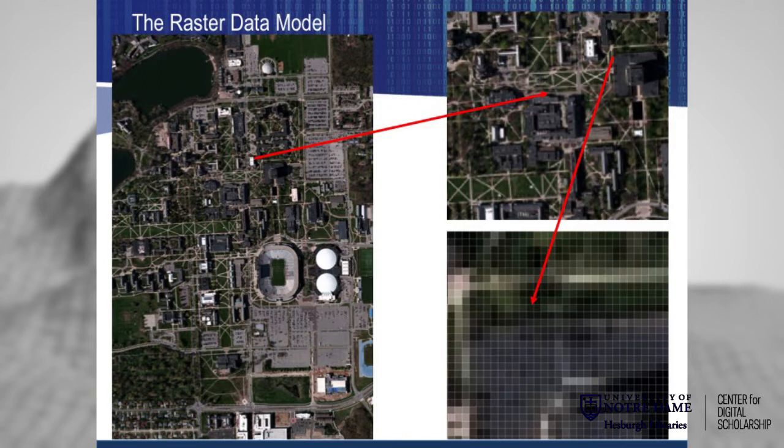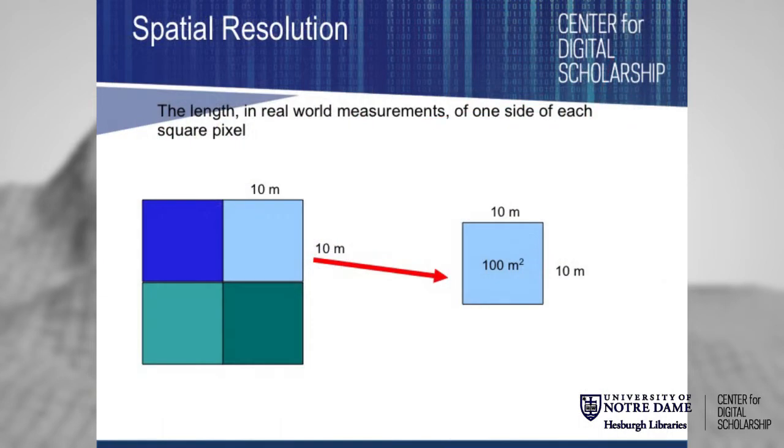And the size of those pixels in real-world coordinates is something we refer to as the spatial resolution. So it's the length of one side of that pixel in real-world coordinates that we call the resolution. So if it's 10 meters on a side, we call it a 10-meter resolution image. And that 10-meter resolution image means that each individual pixel covers 100 square meters. If it was 5-meter resolution, it would be 25 square meters. If it was 1-meter resolution, it would be 1 square meter.